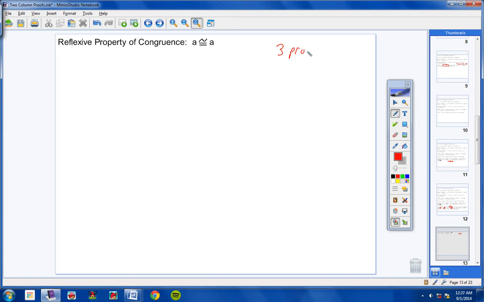Three properties of congruence. I should have typed this, I apologize. Here they are. Here's number 1, the reflexive property of congruence. A is congruent to A, and that makes sense. I mean, A has to be congruent to A.